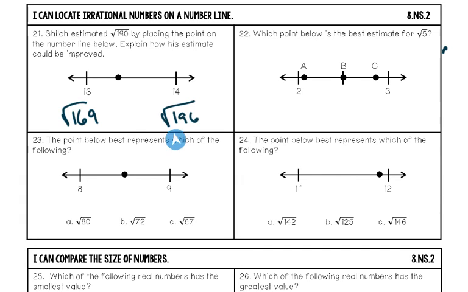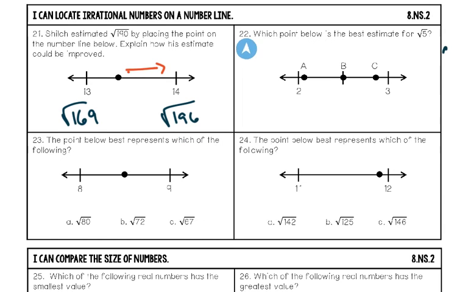So the square root of that number would be 14. The square root of 169 is 13. So the square root of 190 should be really close to 196. So this estimate is too low. It should be closer to the 14 than the 13 because the square root of 190 is closer to the square root of 196.